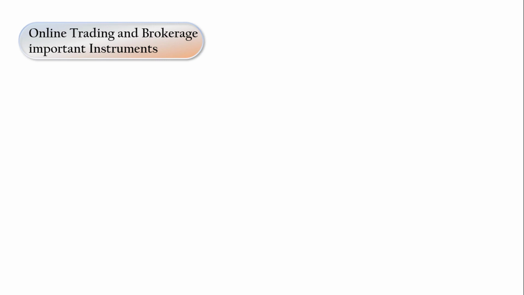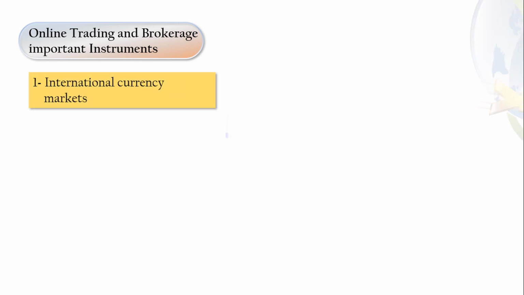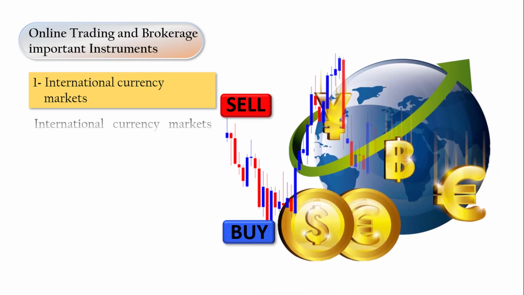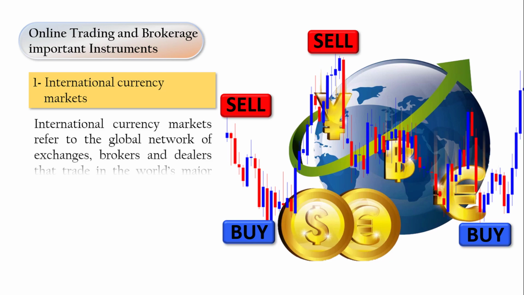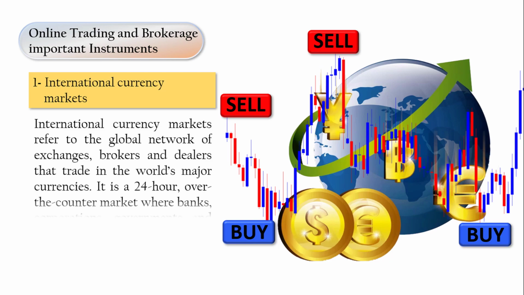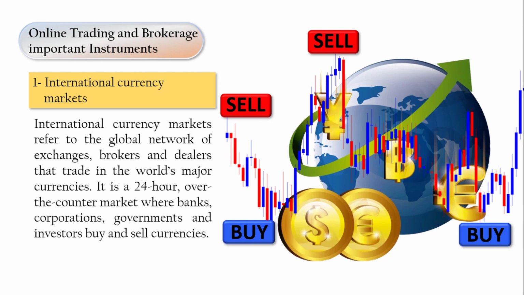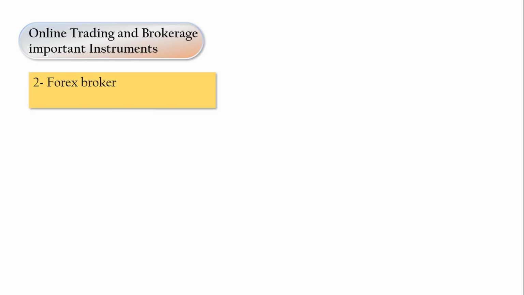Online trading and brokerage important instruments. 1. International currency markets. International currency markets refer to the global network of exchange brokers and dealers that trade in the world's major currencies. It is a 24-hour over-the-counter market where the banks, corporations, governments, and investors buy and sell currencies. The international currency markets are the largest and most liquid in the world, and they are used to facilitate international trade and investment.